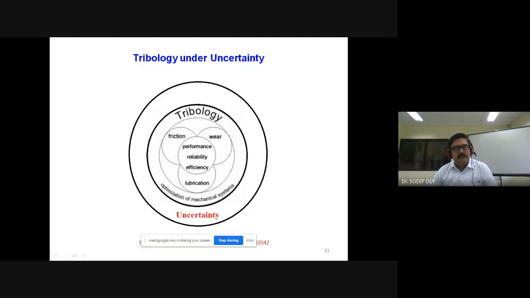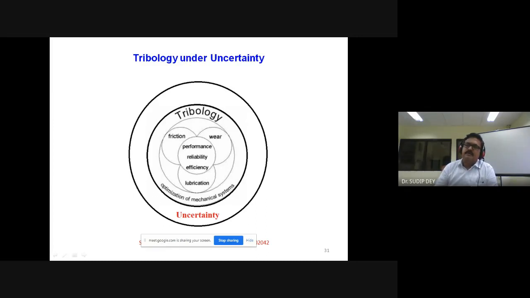Next, if we are trying to address the uncertainty in tribology, we need to find out the experimental way. What are those experimental ways? We have the pin on disc wear volume measurement, or the wear rate analysis, or sometimes we try to frame the relationship between load bearing capacity with respect to the rotational speed for, say, a hydrodynamic journal bearing.